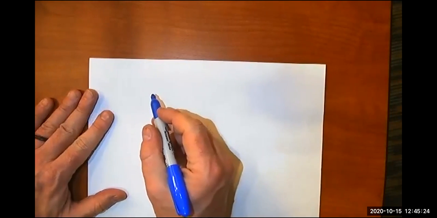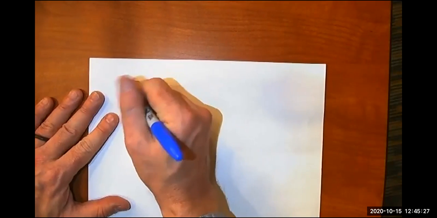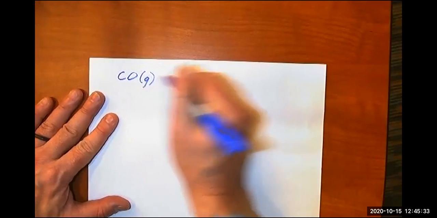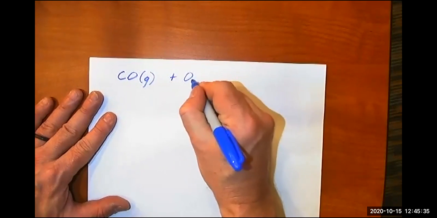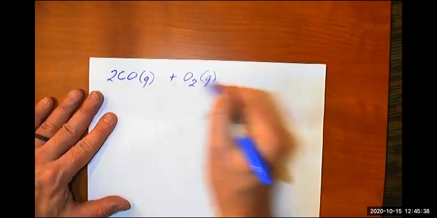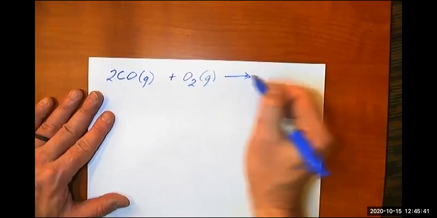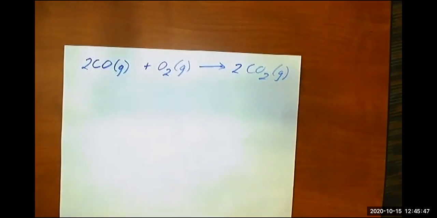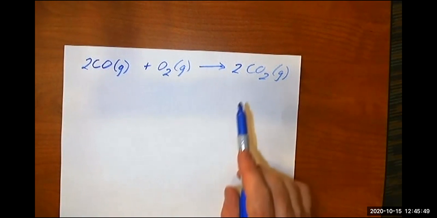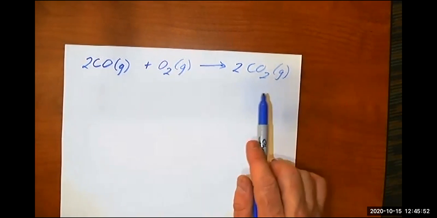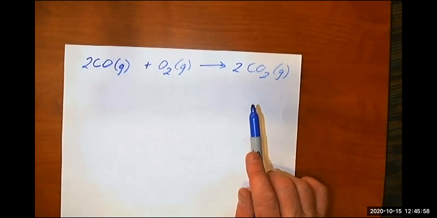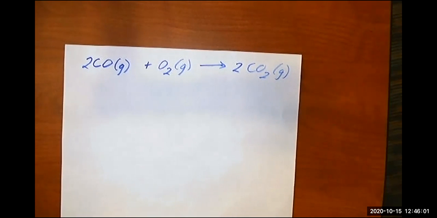approach. So what I'm going to look at is the reaction of carbon monoxide as a gas plus O2 as a gas, two of those, to give 2CO2 as a gas. So this is a reaction that can happen without the presence of a catalyst, but it has a pretty high activation energy. You have to be at combustion engine temperatures in order for this to happen.